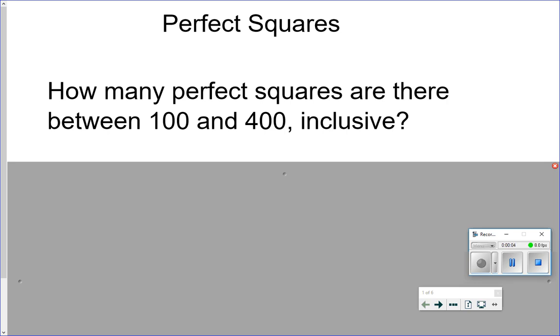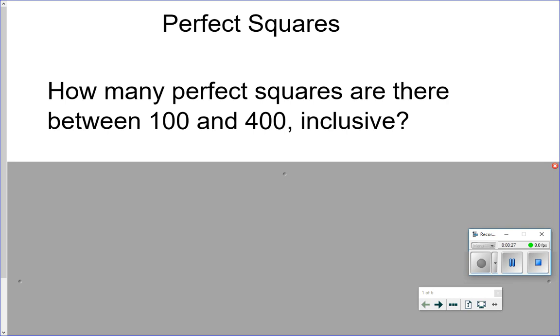Alright, hi guys. Today we're doing a lesson on perfect squares, and specifically we'll define what a perfect square is, and we'll also figure out how to count how many perfect squares there are in a given range of numbers. So for example, one of the questions we hope to be able to answer is how many perfect squares are there between 100 and 400, inclusive.